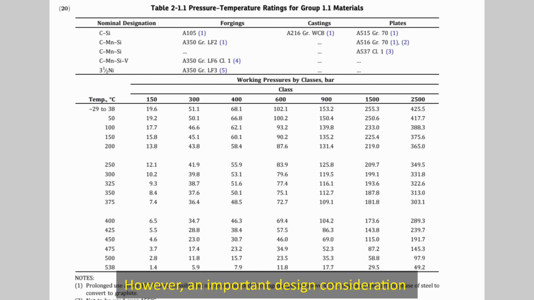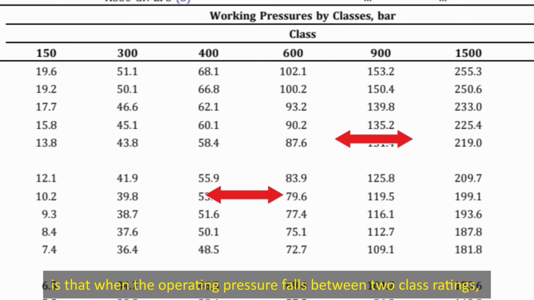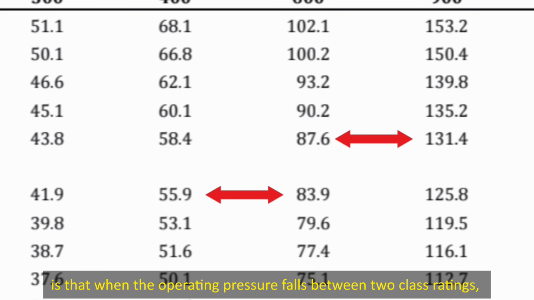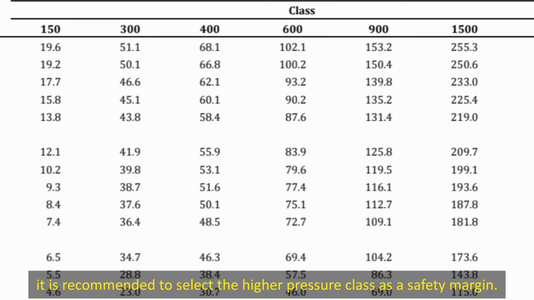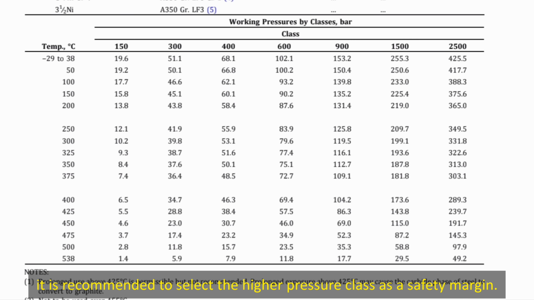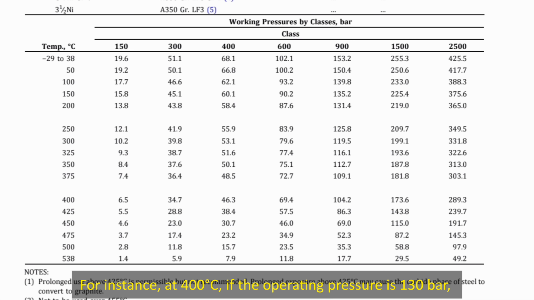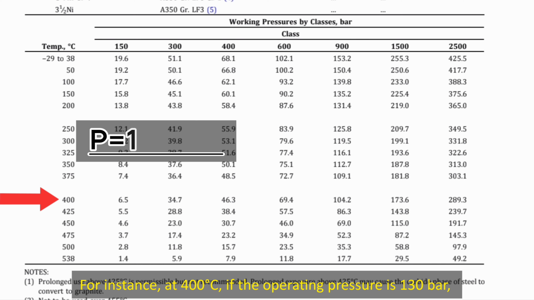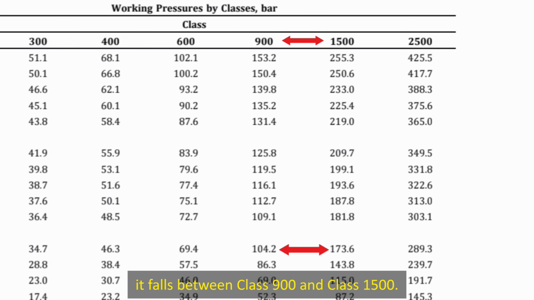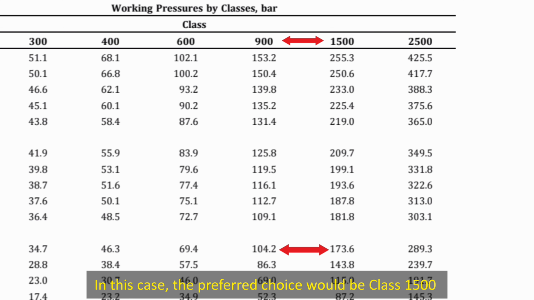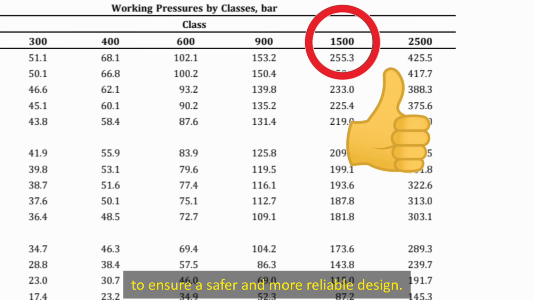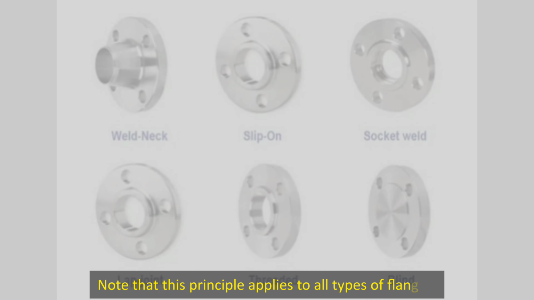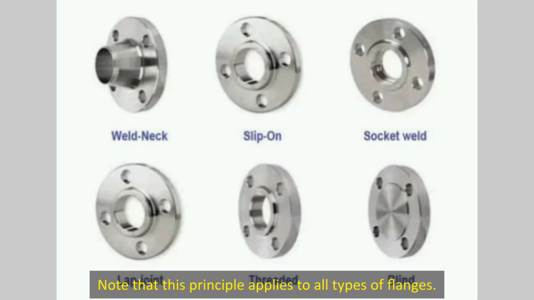However, an important design consideration is that when the operating pressure falls between two class ratings, it is recommended to select the higher pressure class as a safety margin. For instance, at 400 degrees Celsius, if the operating pressure is 130 bar, it falls between class 900 and class 1500. In this case, the preferred choice would be class 1500 to ensure a safer and more reliable design. Note that this principle applies to all types of flanges.